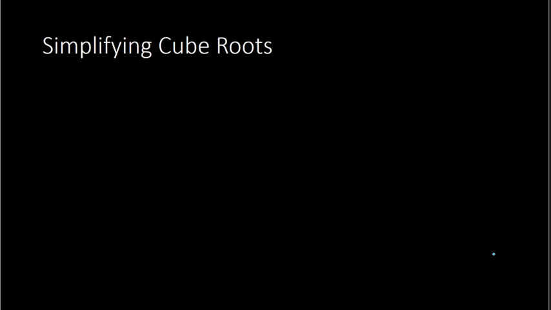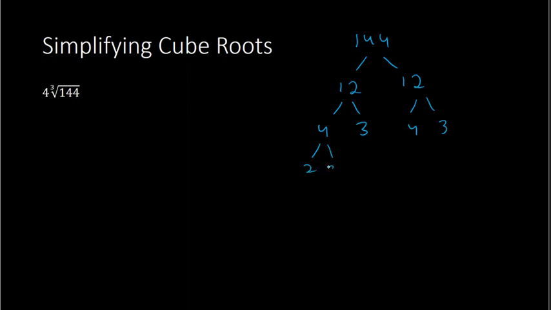Let's take a look at another example. Here we have a 4 on the outside already. So 4 times the cube root of 144. Now again, to simplify, I would use the method where I factor down the number 144. Well, 144 is 12 squared, or 12 times 12. 12 can break down as 4 times 3. Do that for both of them. 4 can break down as 2 times 2. Do that for both of them as well.